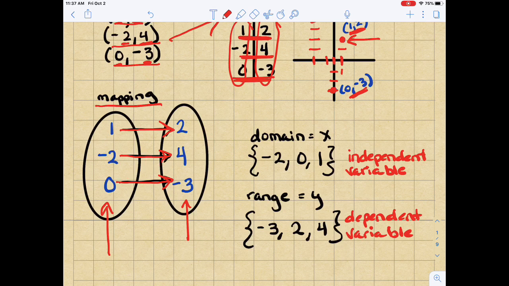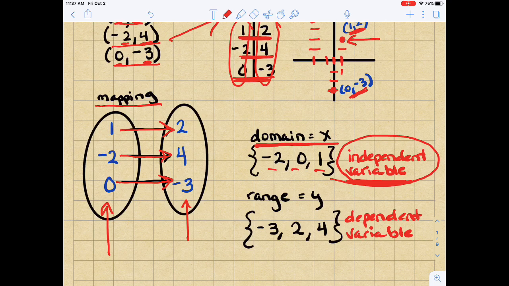When we're talking about relations, we list all the x's as a domain, and we put them in their own set, -2, 0, and 1. These are all the independent variables. So in our data, this is the thing that's doing the driving. It's doing the causing of whatever is happening. And it really depends on what kind of data we're talking about, what that looks like.